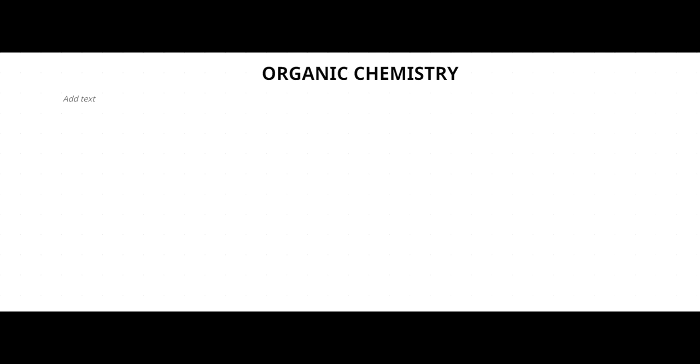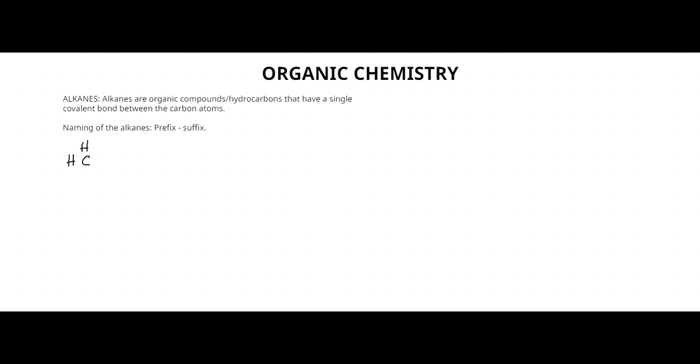Now, we are going to be naming the alkanes based on the number of carbon atoms. So, for example, if I have just one carbon atom, that's methane. Then, if I have two carbon atoms, that's ethane. If we have three carbon atoms, that's propane.